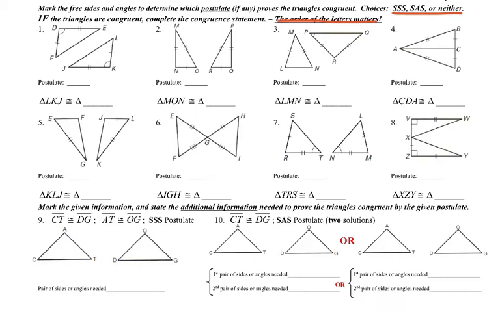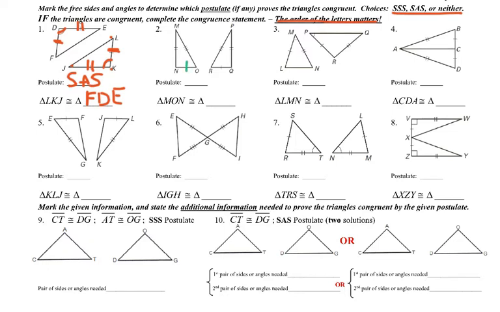So here, if I look at how the picture is marked, I see a side, I see another side, and I notice an included angle. That's a representation of side, angle, side. How would the letters go? L, K, J. L matches with F, K matches with D, J matches with E. It has to go in that order.